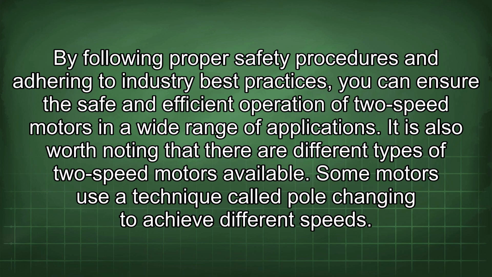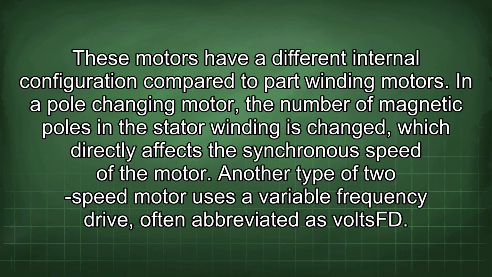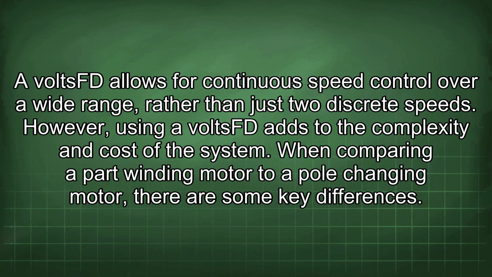It is also worth noting that there are different types of two-speed motors available. Some motors use a technique called pole changing to achieve different speeds. These motors have a different internal configuration compared to part-winding motors. In a pole-changing motor, the number of magnetic poles in the stator winding is changed, which directly affects the synchronous speed of the motor. Another type of two-speed motor uses a variable frequency drive, often abbreviated as VFD. A VFD allows for continuous speed control over a wide range, rather than just two discrete speeds. However, using a VFD adds to the complexity and cost of the system.